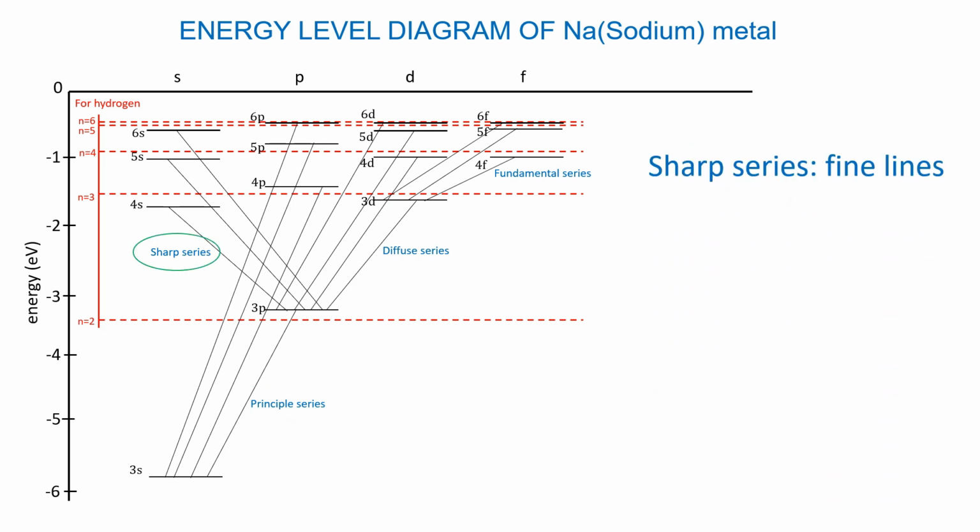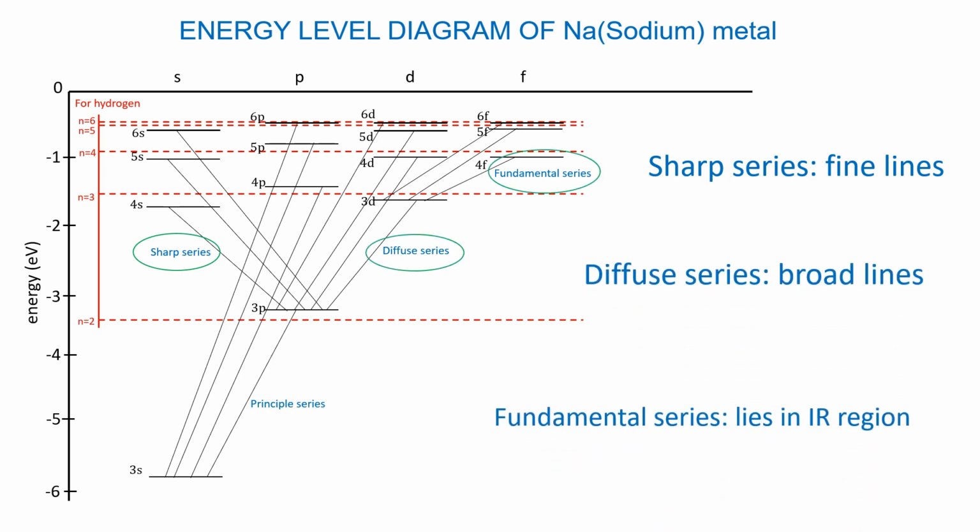The sharp series has fine lines, and we can see the diffuse series as broader lines, and the fundamental series always lies in the infrared region.